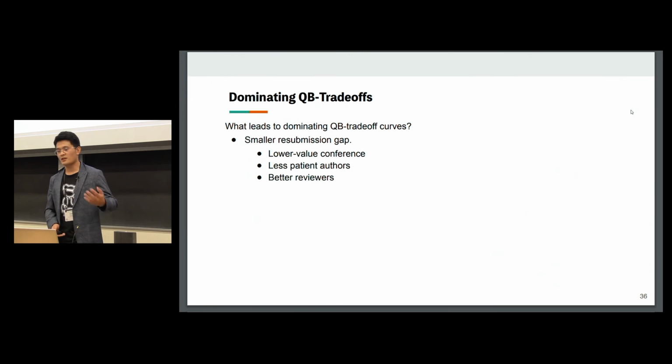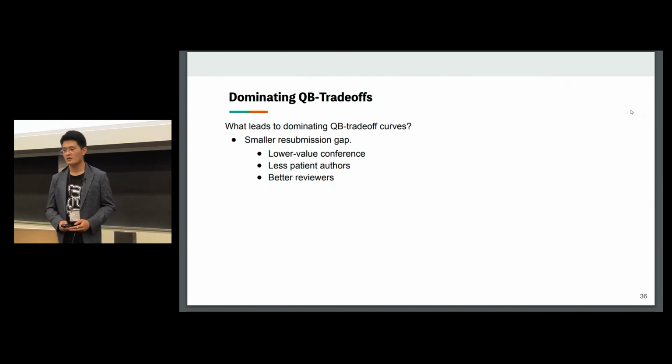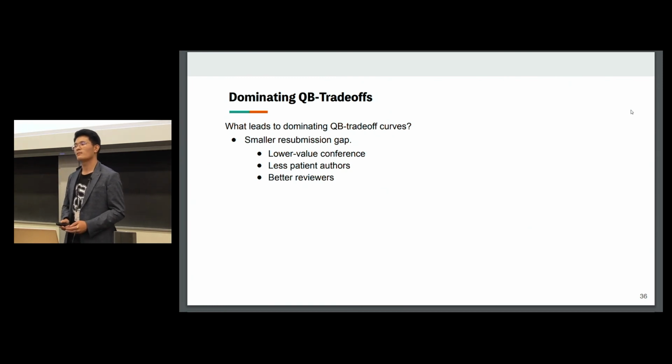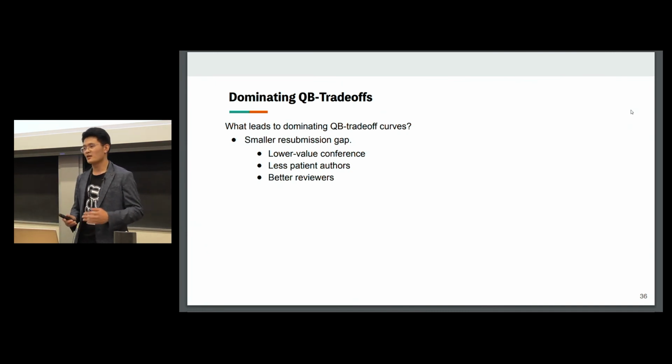So let's recall that we have 3 aspects that will make the resubmission gap smaller: a lower value conference, authors who are less patient, and reviewers who are better. This has some very interesting implications. For example, if we have a conference that has a higher reputation, we should be a little bit more careful about it attracting more substandard papers to submit. So probably we have to adjust the acceptance threshold to deal with it.